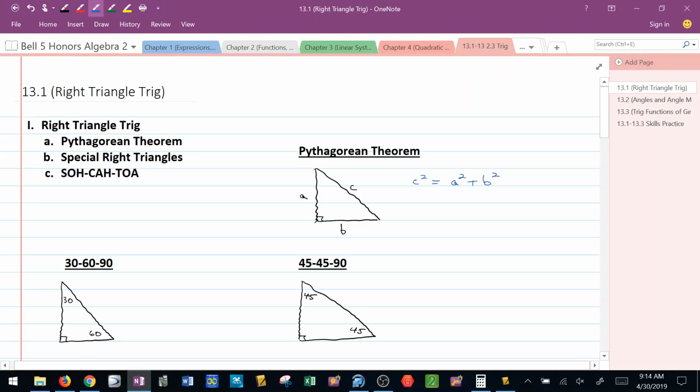Now, instead of a squared plus b squared equals c squared, as many of you might have learned, I like to think of the Pythagorean theorem the way that I just wrote it there, because I can also determine whether triangles are acute or obtuse based on this. For example, if c squared is less than a squared plus b squared, it's not a right triangle, it's an acute triangle. And if c squared is greater than a squared plus b squared, it's not a right triangle, it's an obtuse triangle. All right?